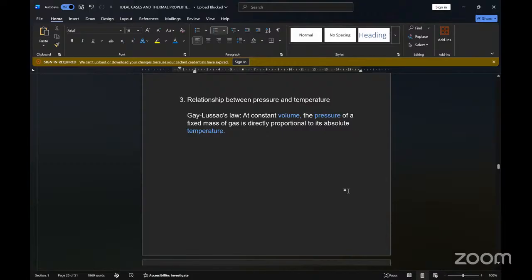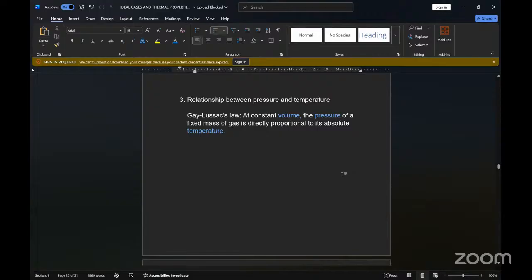Today's lesson is going to be a continuation of what we did. So this is lesson two of two of ideal gases and thermal properties. In the previous lesson, I did discuss the two gas laws. I'm talking specifically about Boyle's law and Charles' law. We did a lot of stuff on that, so we are finishing up with today's lesson. This will be the last one of this topic.